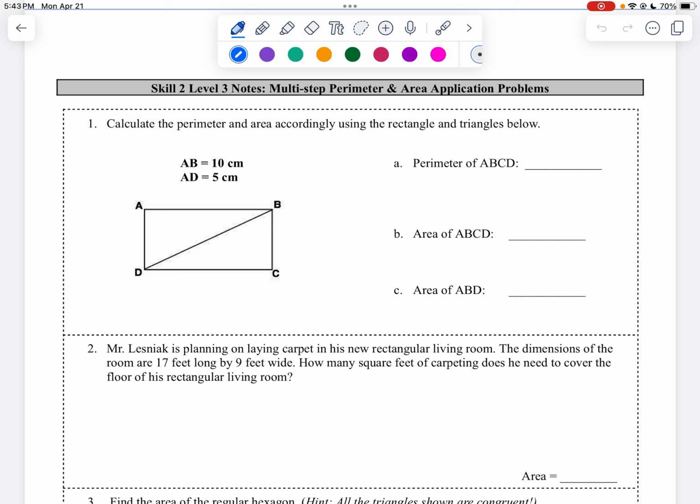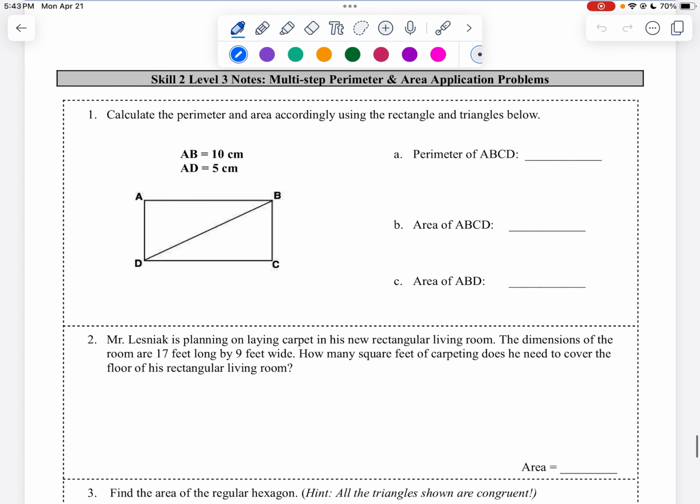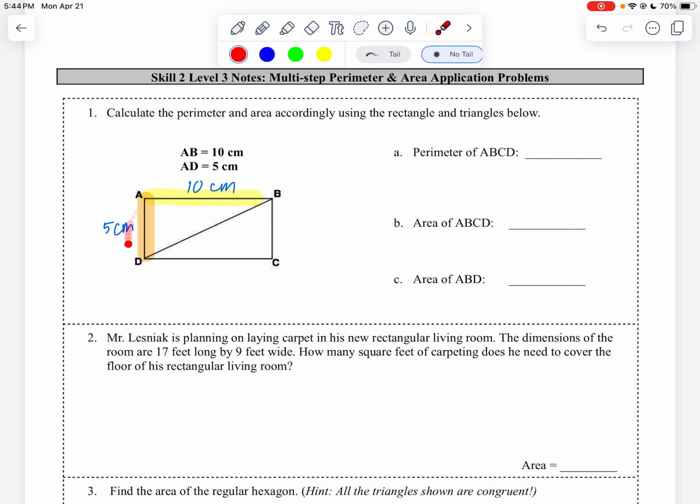It gives us some information right here. AB, this whole entire length, is 10 centimeters, and AD right over here is going to be 5 centimeters. It's asking us first to find the perimeter of ABCD. So that's the whole entire thing, and this is a rectangle.